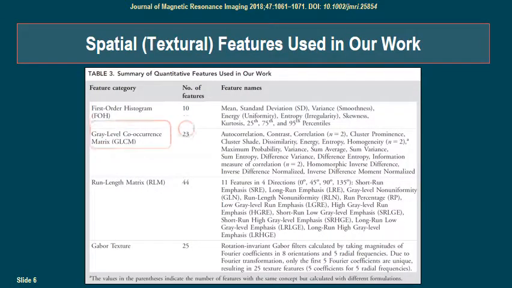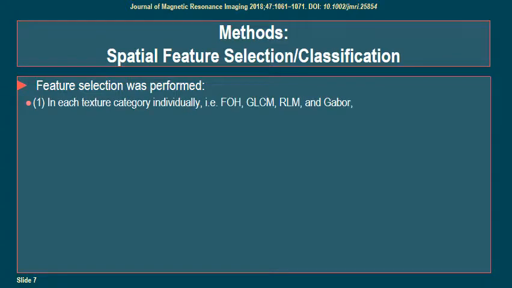So here we had 10 first-order histogram features, 23 GLCM, 44 RLM, and 25 Gabor texture features. Feature selection was performed using 2 strategies. In the first strategy, feature selection was applied on each of the textural categories separately and individually, meaning that on the features of RLM category, feature selection was performed separately from Gabor category, and so on. This strategy was adopted to show that our hypothesis about existence of a specific kind of textural category that can best represent the ecological environment of adnexal masses is true.